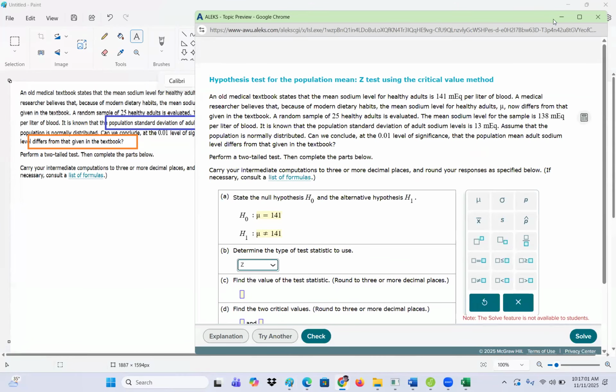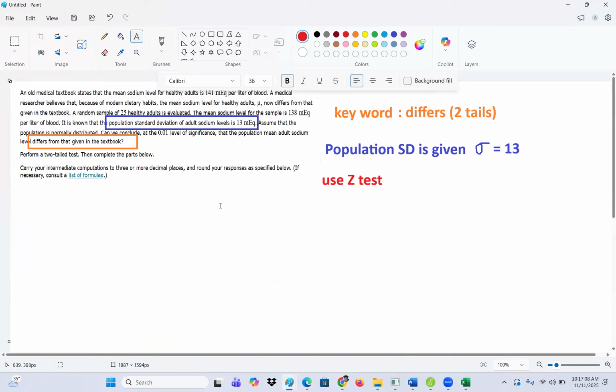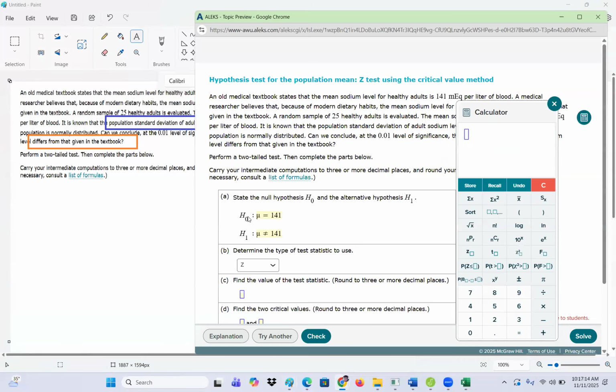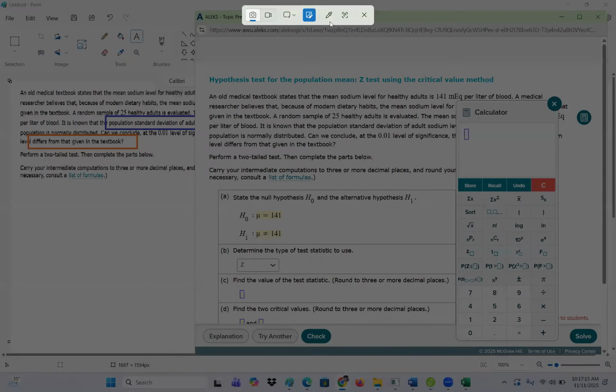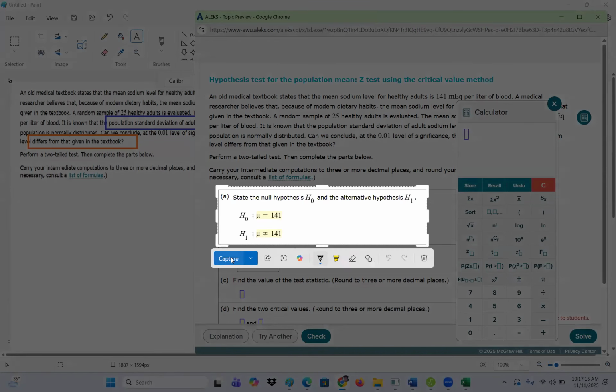Then we need to find the critical values based on the calculator. I'm not going to just write up the formula, but I can do that. Just hold on a second.